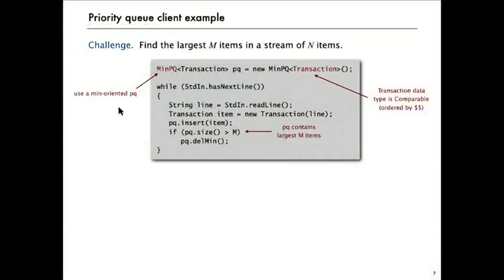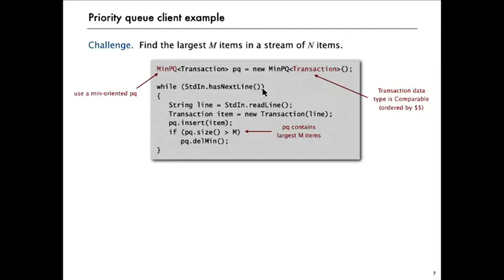So we're going to use a min-oriented priority queue, so that's going to keep, it'll be one where we can delete the minimum. And it'll be generic, so we have a transaction type that holds this information, including natural ordering, where it's ordered by dollars, that last column. So we'll build a new priority queue, min priority queue, where we have the capability to delete the minimum.